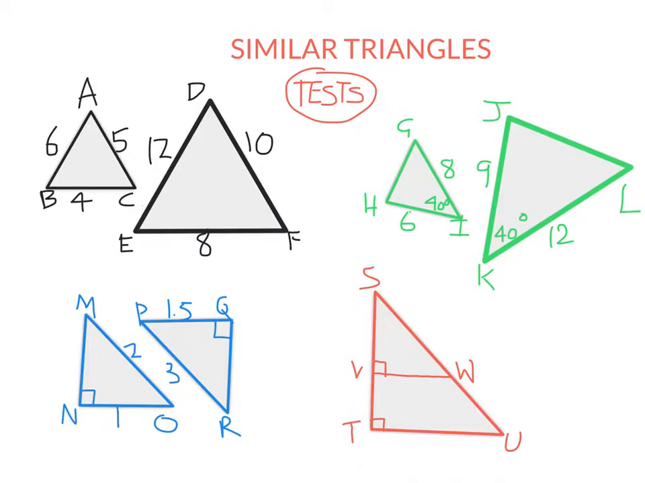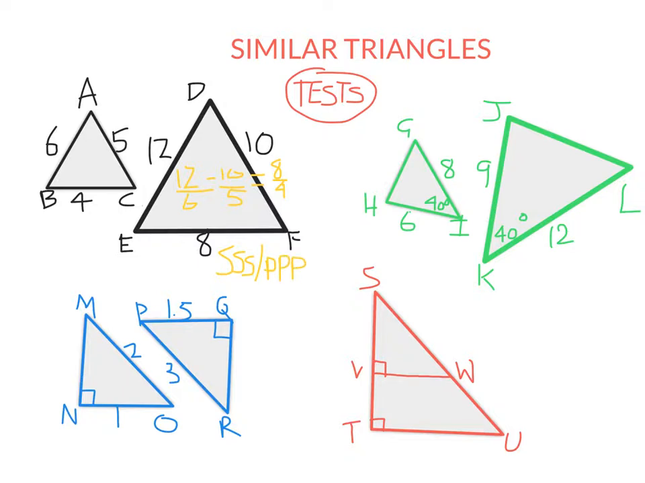So let's get started. We'll look at these black triangles over here. In these triangles, it turns out that all sides are in proportion. So how do I know that? Well, the largest side divided by the largest side in each case: 12 over 6 is 2, 10 over 5 is 2, and also 8 over 4 is 2. All sides are in proportion and have a scale factor of 2. So just for triangles, it turns out that if all sides are in proportion, then all angles will be equal too. That is called the SSS or PPP test.